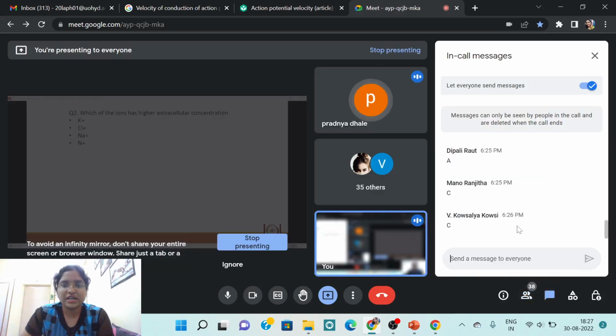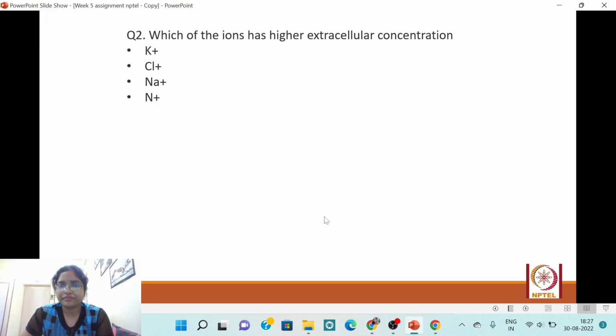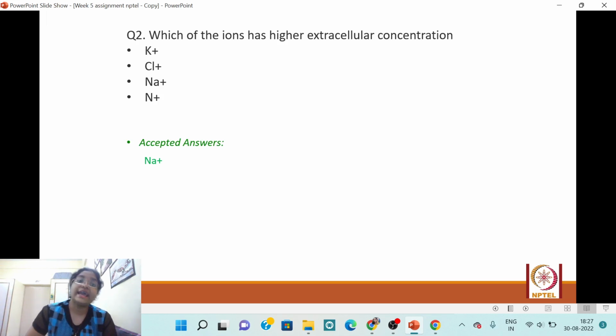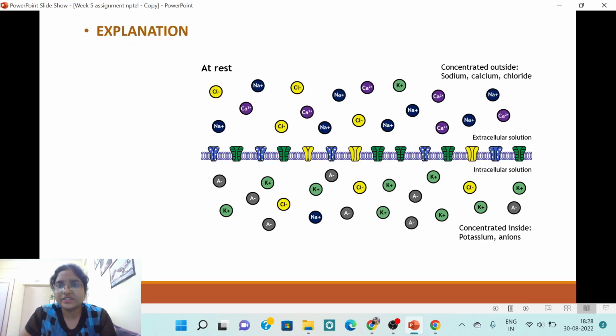Okay, I guess everyone has answered. So we'll discuss. The correct answer is Na plus. I am seeing variable answers, but the correct answer is Na plus. Whoever has given Na plus, good. Na plus concentration is higher outside the cell, and K plus concentration is higher inside the cell. As you can see here, this is the outside of the cell and this is the inside, and these dark blue ions are the Na plus ions.